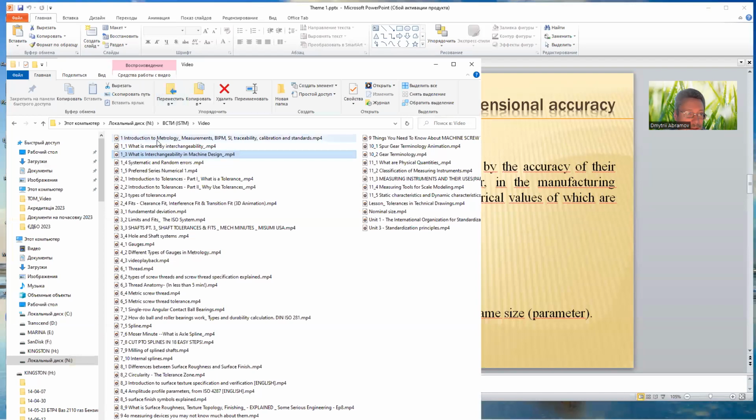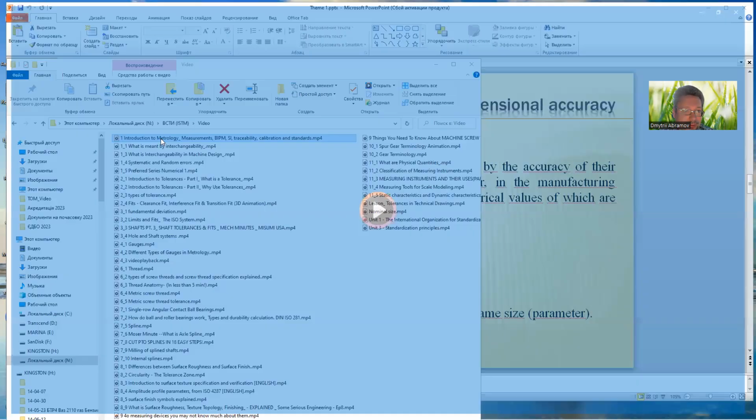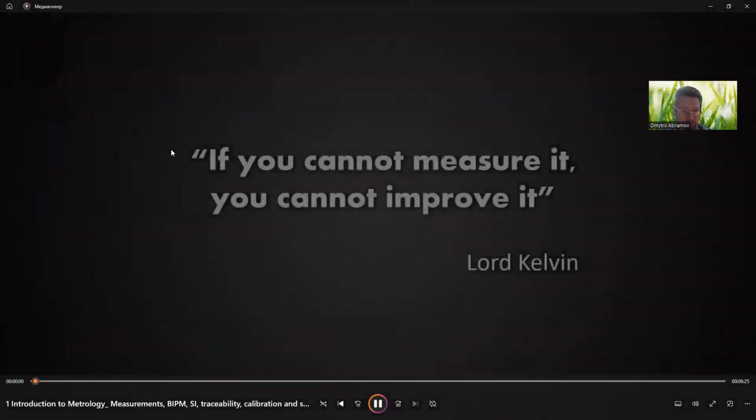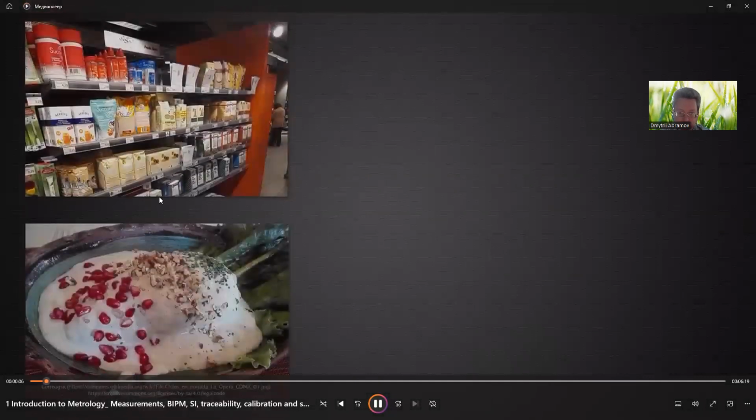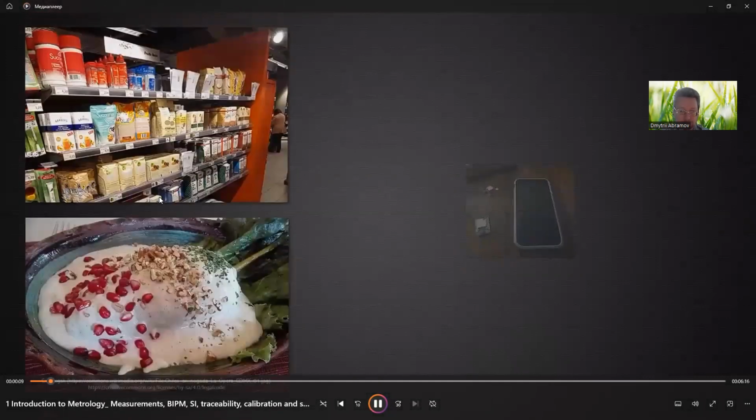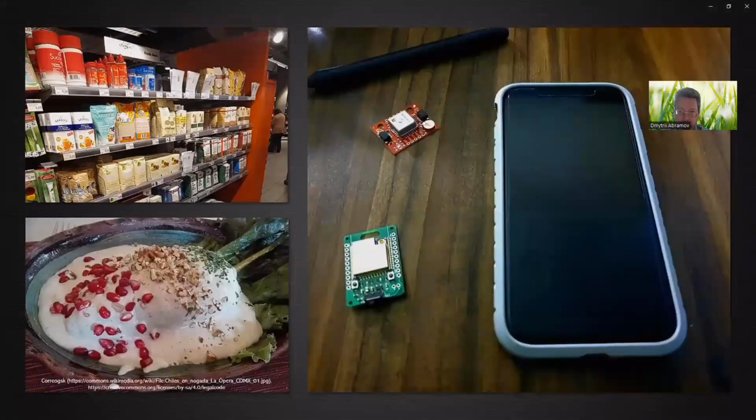Video number 1, Introduction to Metrology Measurements. Measurements are ubiquitous. We consider them in the supermarket to buy the ingredients for our favorite dish. But most importantly, the technology around us measures many things to know where we are, how the weather is, or even to help us improve our health.